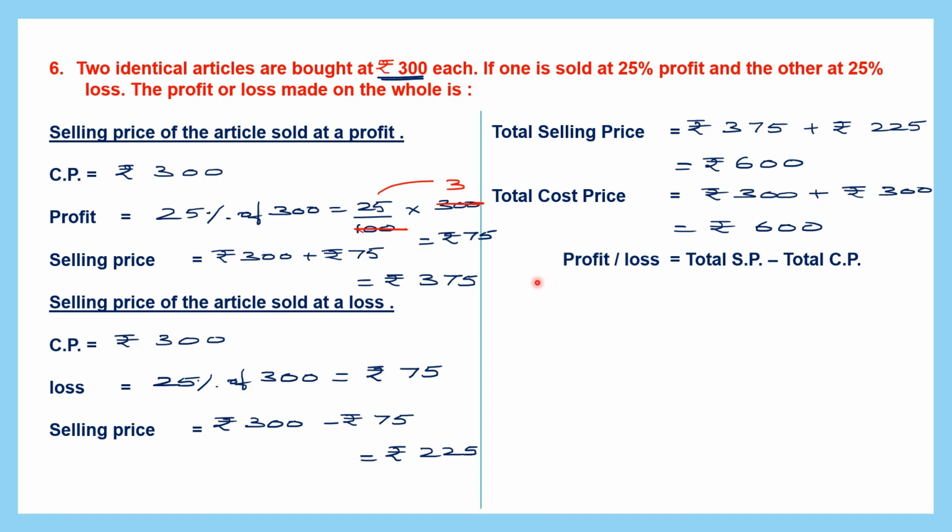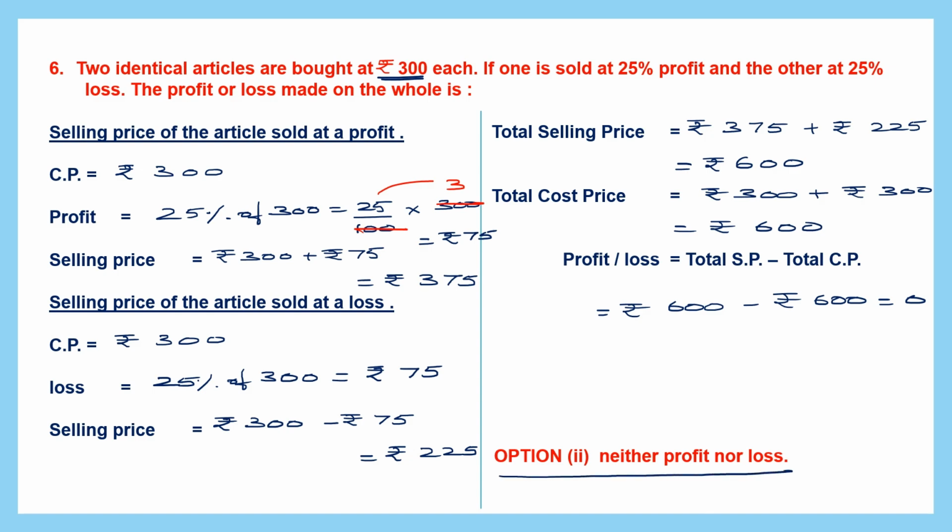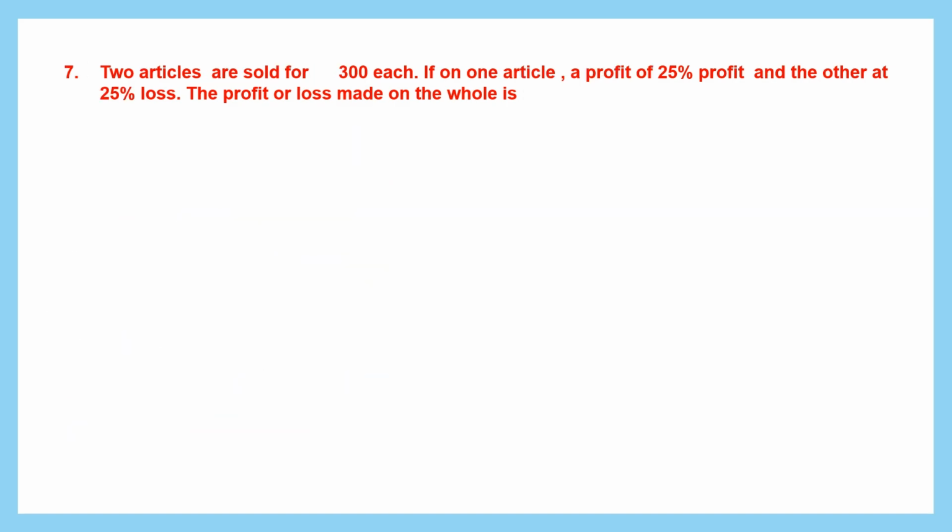So the profit or loss is total selling price minus total cost price. Selling price is 600 rupees. Cost price is also 600 rupees. And when you subtract both, you get 0. That means the answer is option 2. There was neither a profit nor a loss. Since both selling price and the cost price are the same, when you subtract, you get 0. That means there was no profit nor a loss.